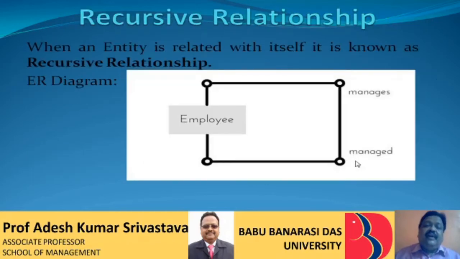Now we come to another type of relationship, that is the recursive relationship. When an entity is related with itself, it is known as a recursive relationship. For example, employee manages and is managed by employee. Again, this will go on and keep repeating itself: employee manages employee and employee is managed by employee. So this is a recursive relationship. Now we come to the third kind of relationship, that is the ternary relationship.